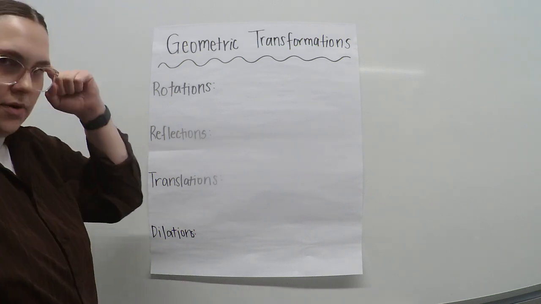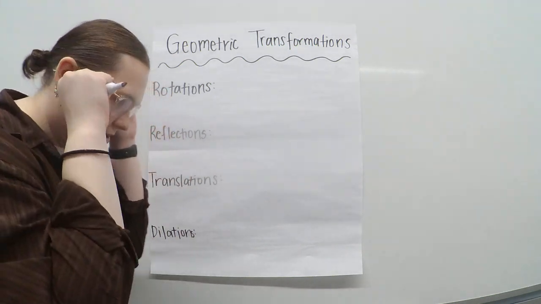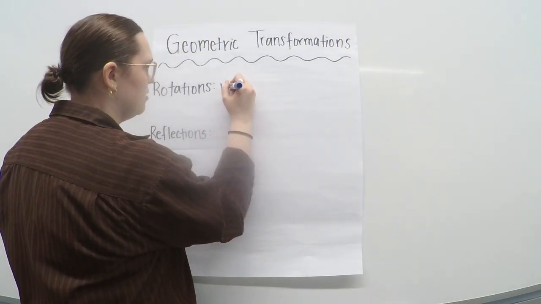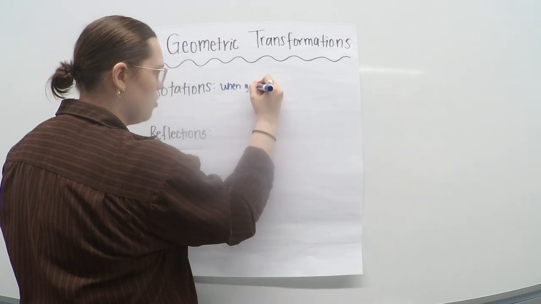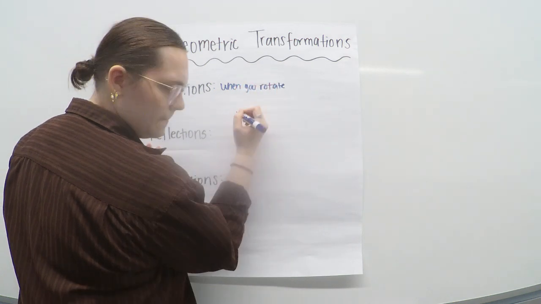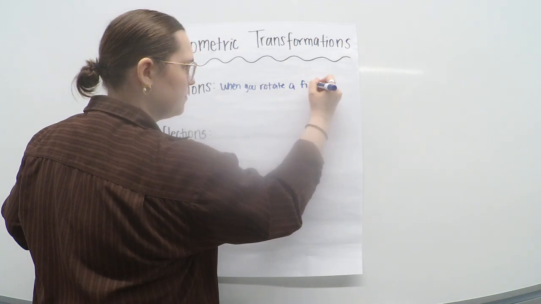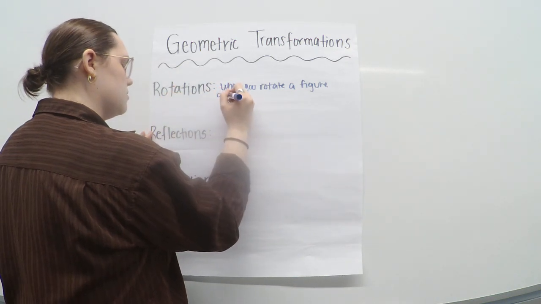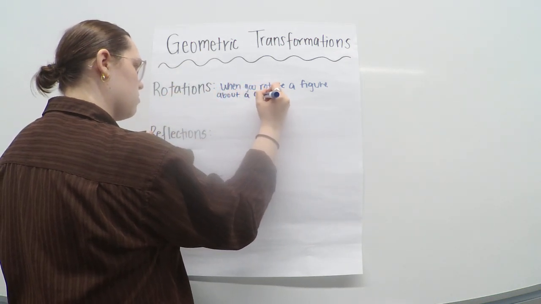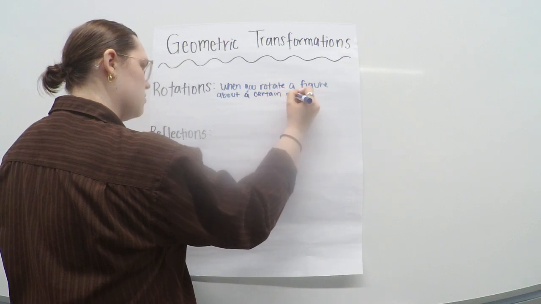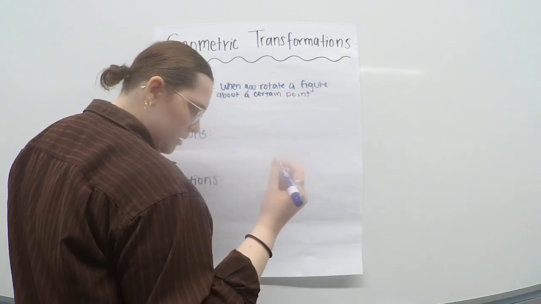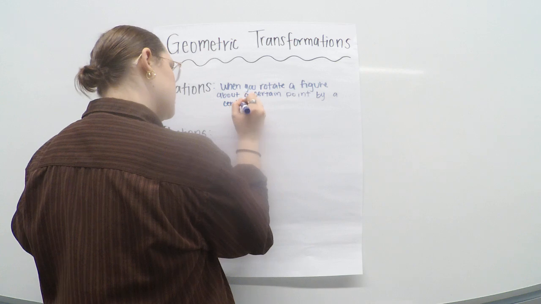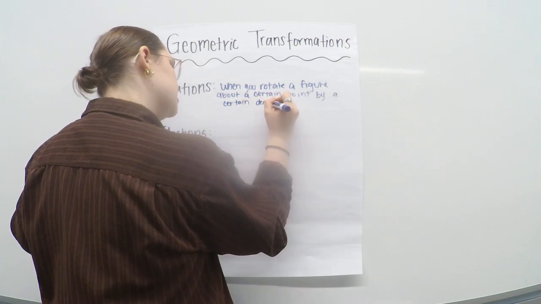So if we remember what rotate means, the word rotate is in the definition. So a rotation, a geometric rotation, is when you rotate a figure about a certain point by a certain degree measure.